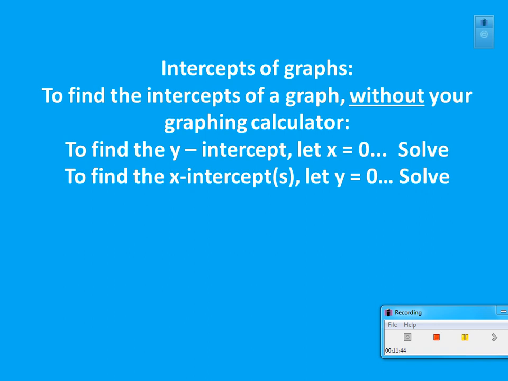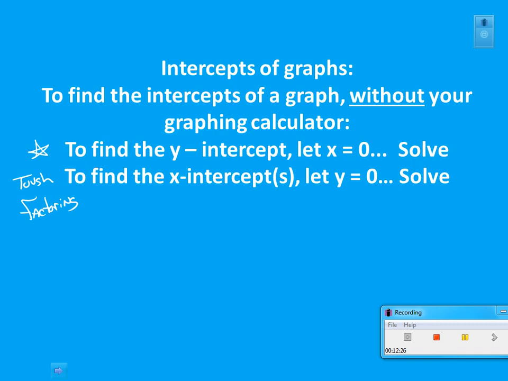Hey, but here's going to be other steps. To find the y-intercept, we're simply going to let x be 0 and solve it. To find the x-intercept, we're going to let y be 0 and solve it. Finding the x-intercepts is usually the tougher one. And a lot of times it entails some factoring. The good old F word.